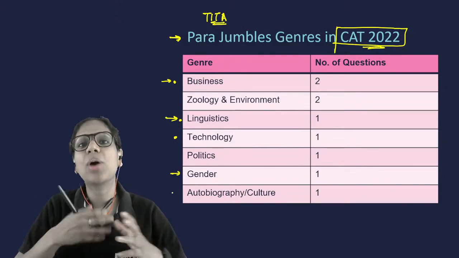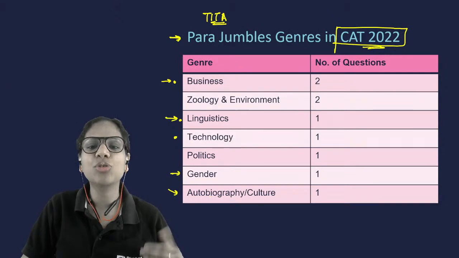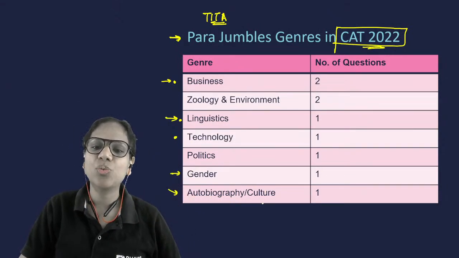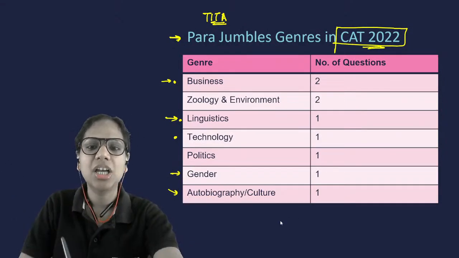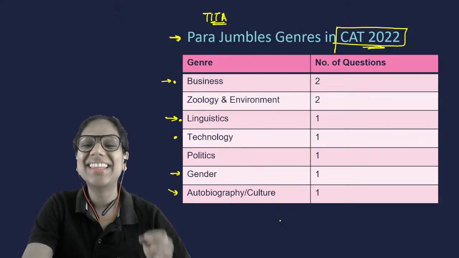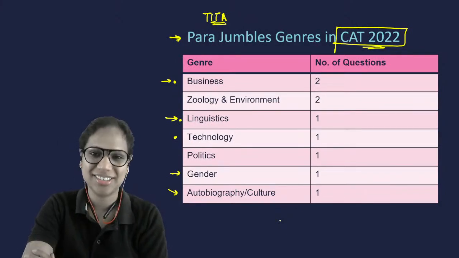There was one about why women cook. There was a parajumble regarding that. One was autobiographical, where an author talked about her childhood, okay, and one was about culture, right? The culture of our times. So this again tells you that you need to be eclectic readers, right? We can see so many genres here, right?